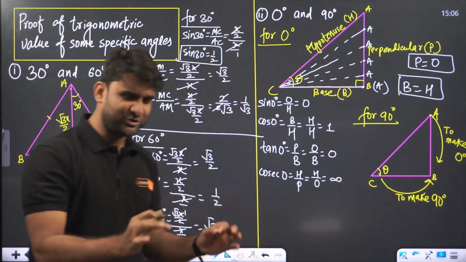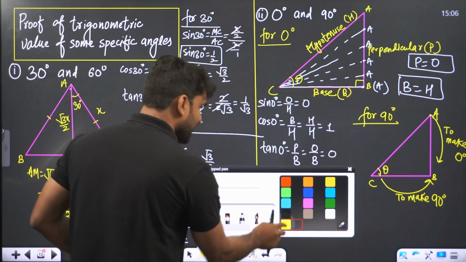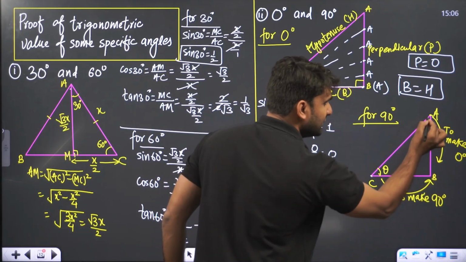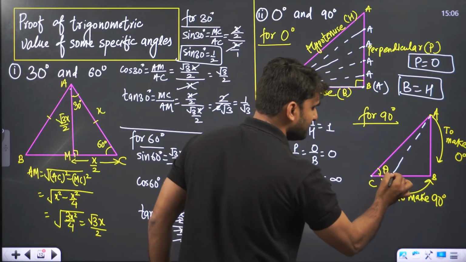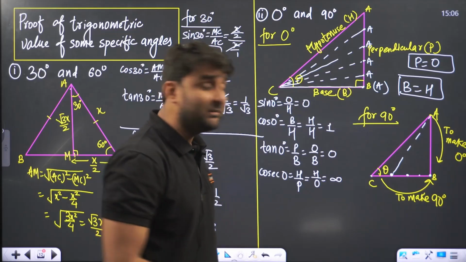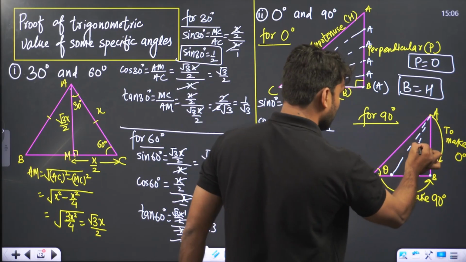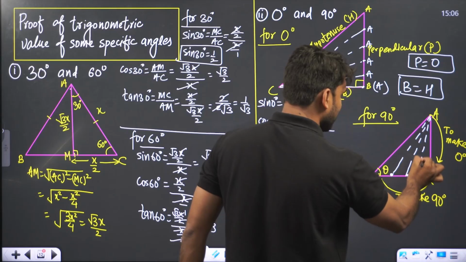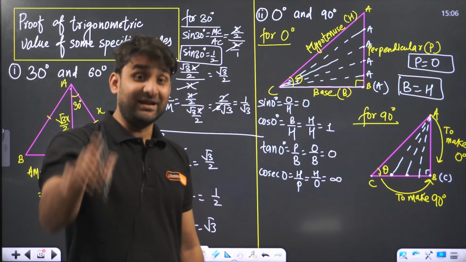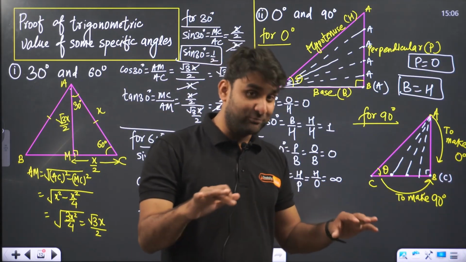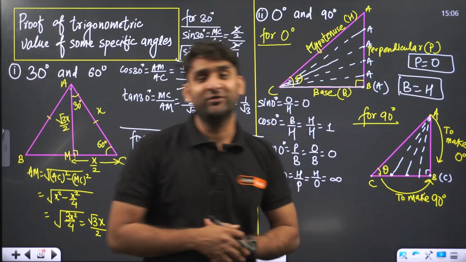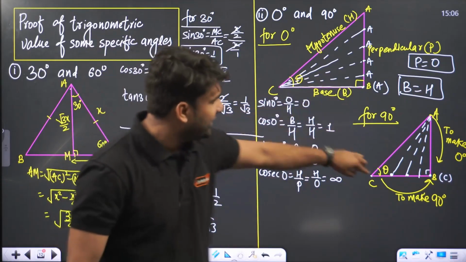Just imagine. If this point C is slowly moving towards B, C point will be here, here, and here, and after some time, the point C will be completely overlapping B. Wow. And if point C is completely overlapping B, it means that the angle will be equal to 90 degree. And in this case, the existence of base will be removed. Hypotenuse will be completely overlapping perpendicular, and now base will be removed. Clear, everyone? This is the difference between 0 degree and 90 degree.